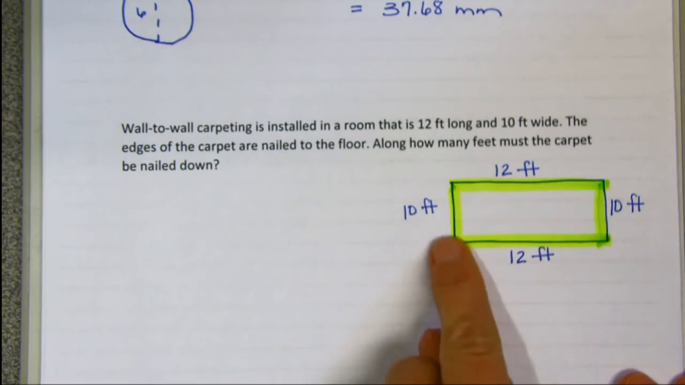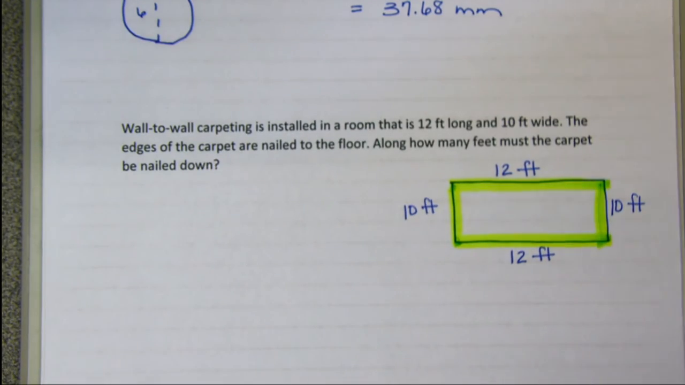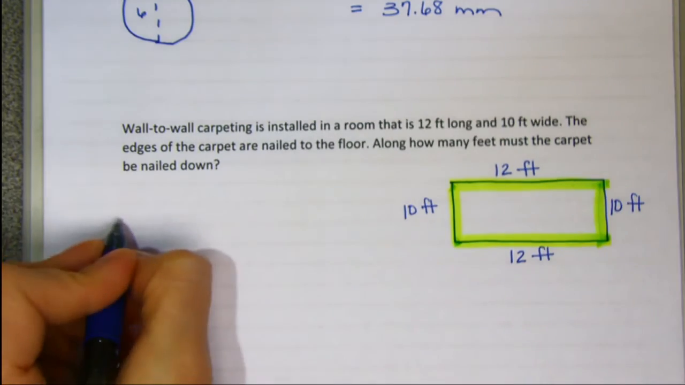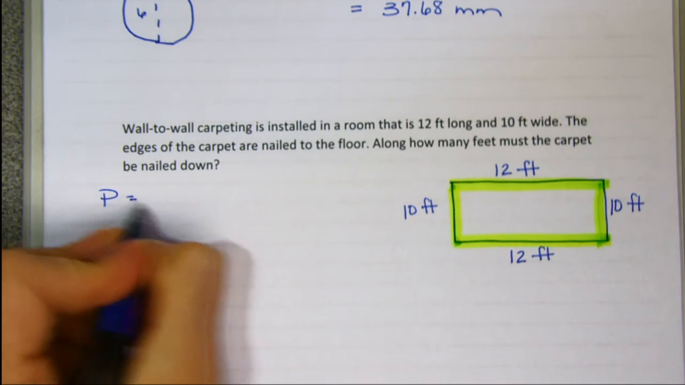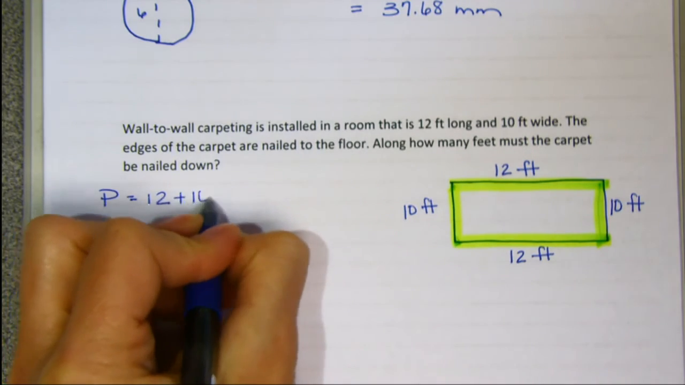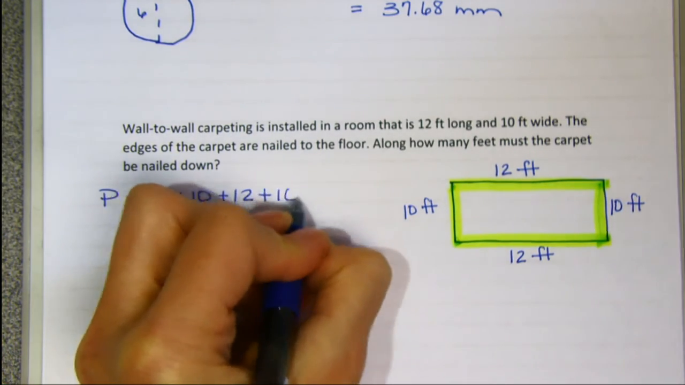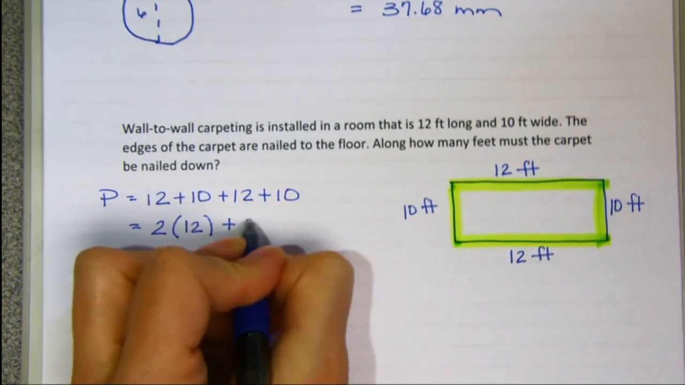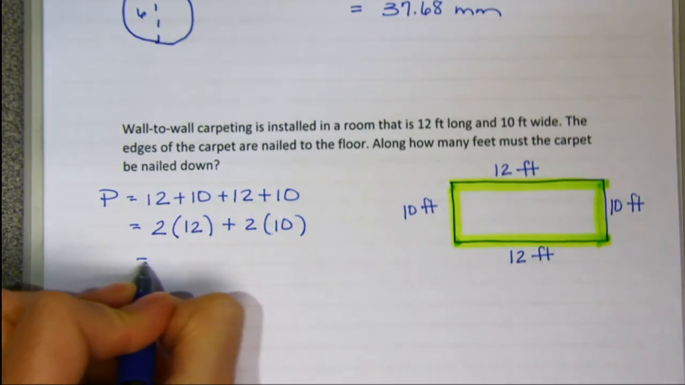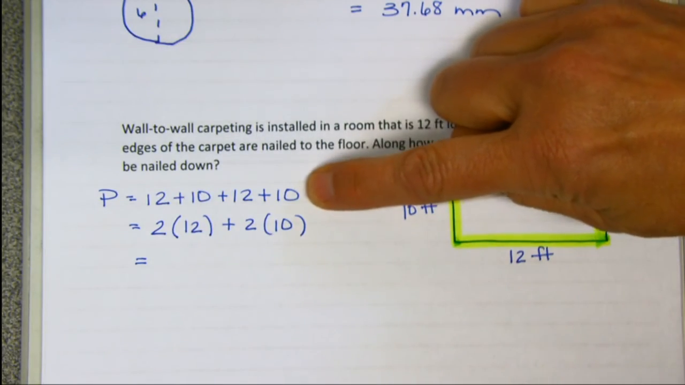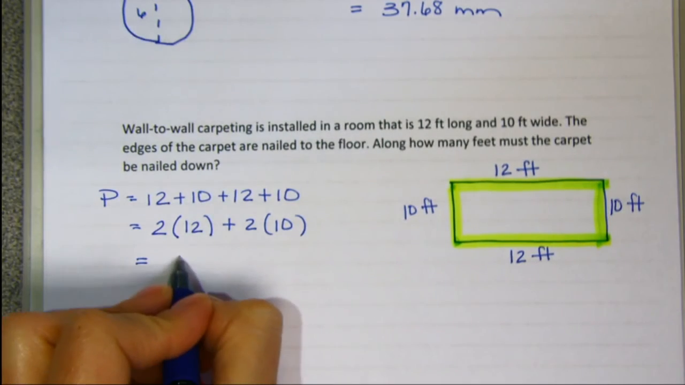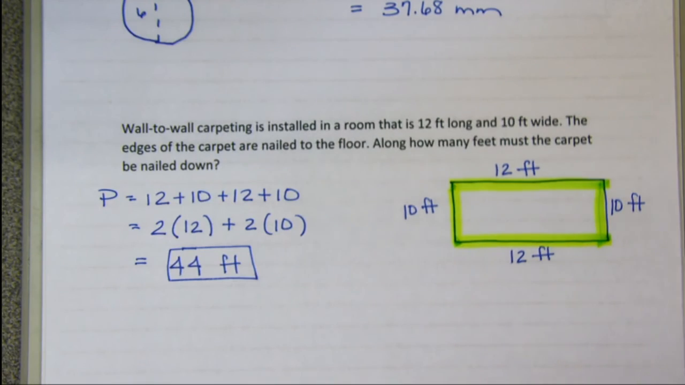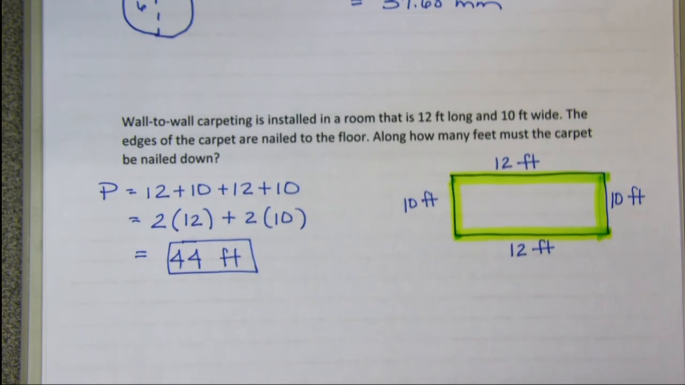So since we're talking about the distance around, we know we're dealing with perimeter. How many feet must the carpet be nailed down? Okay, well, since we know we're dealing with perimeter, we know we have 12 plus 10 plus 12 plus 10, or you could look at it 2 sides that are 12 feet long plus 2 sides that are 10 feet long. So you do this addition in your calculator, or if you calculate it this way, you're going to get 44 feet. All right, so that's how much that's going to be nailed down.